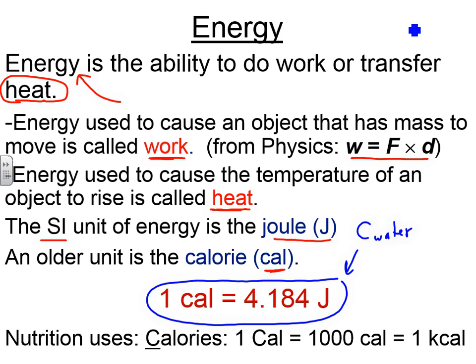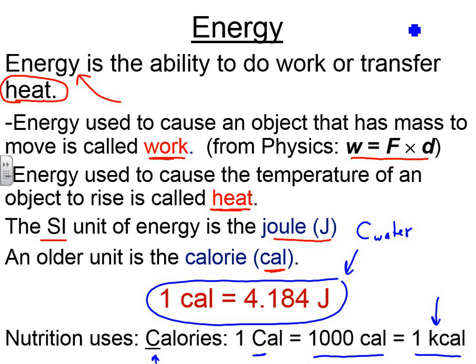In nutrition, the calorie is actually used with a capital C. What that means is they're actually referring to kilocalories. So 1,000 calories, regular calories, is 1 kilocalorie. That makes sense because kilo means 1,000. But the big case C calorie is actually a kilocalorie.